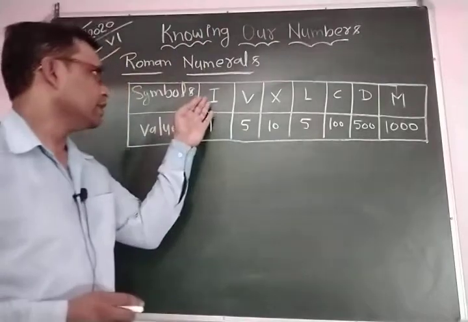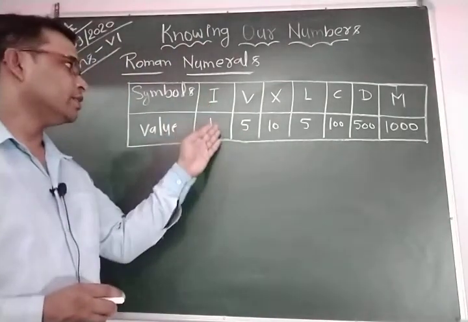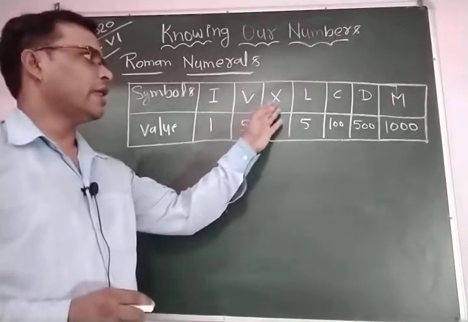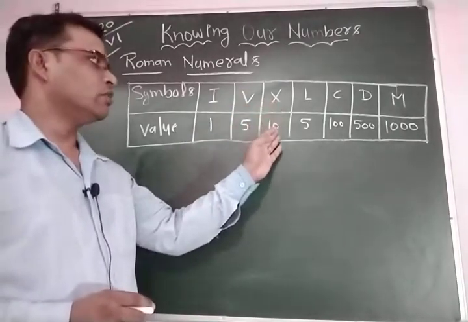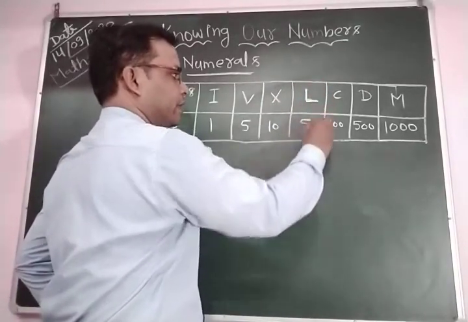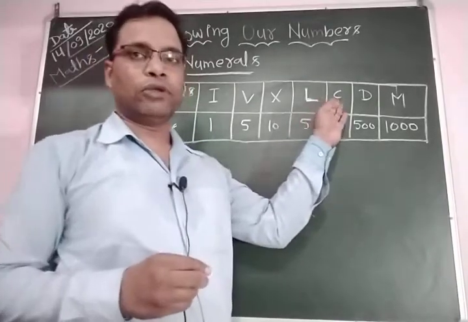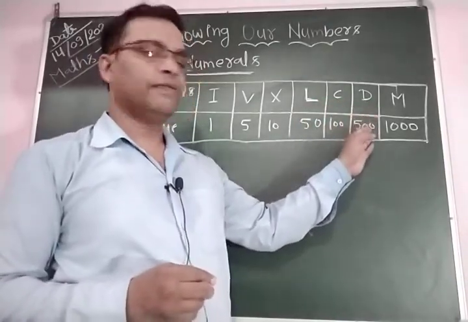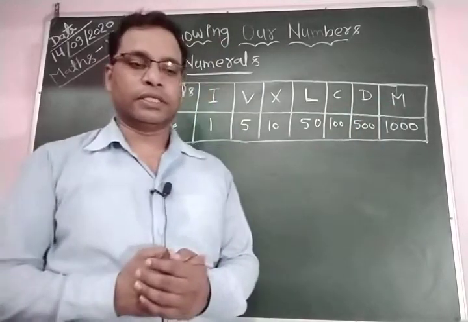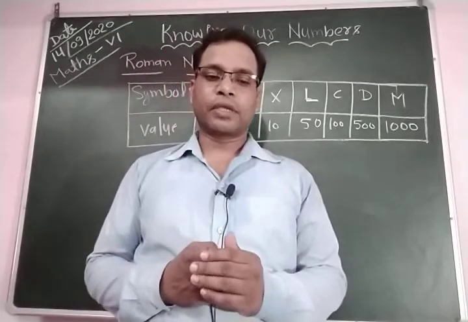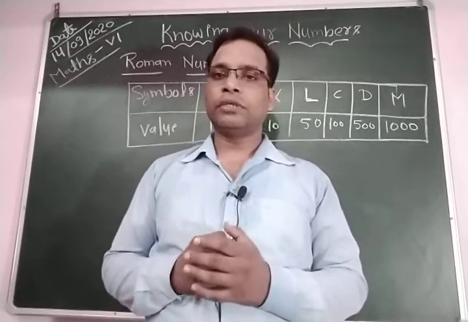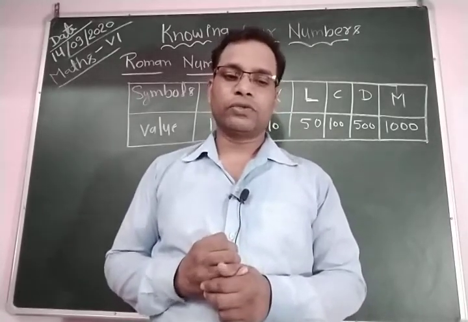This is I, the value of I is 1. This symbol V, you can see, its value is 5. Symbol X, value 10. This is L, and the value of L is 50. And this is C, the value of C is 100. This is D, 500. And this is M, 1000. Okay, so in Roman numerals there is no symbol for zero. So we use these symbols.